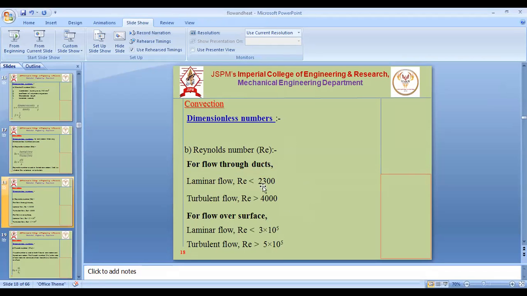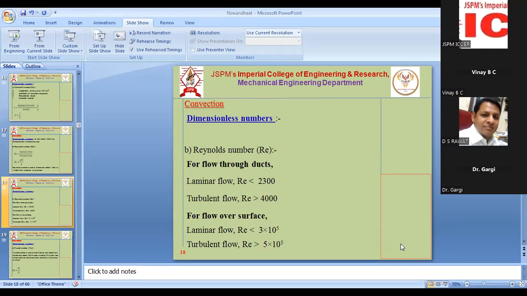Now this is about flow through the duct. For flow over the surface, we have to decide based on the Reynolds number. If it is less than 3 × 10⁵, it is a laminar flow. If it is more than 5 × 10⁵, it is a turbulent flow. This is for external flow, like flow over a surface. The earlier one was for flow through the pipe or duct. So basically, Reynolds number tells us whether the flow is laminar or turbulent.